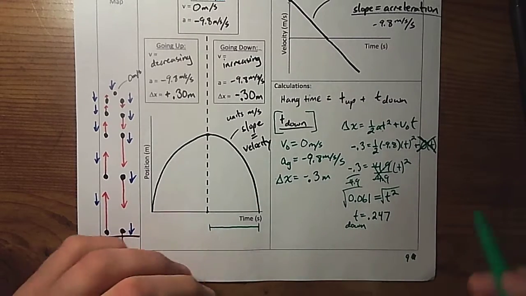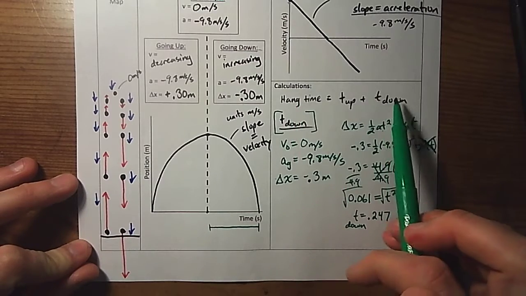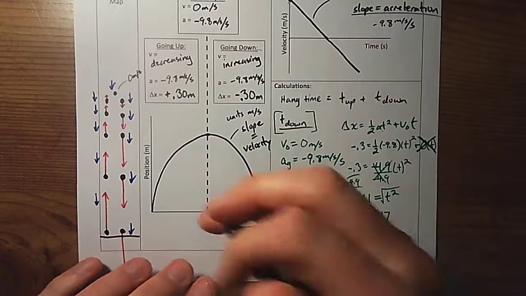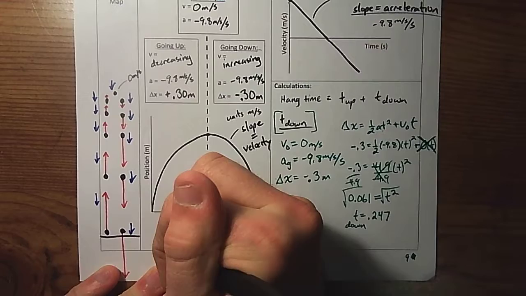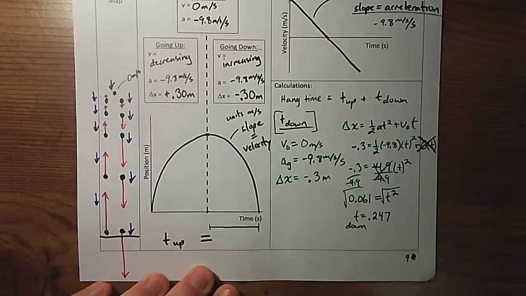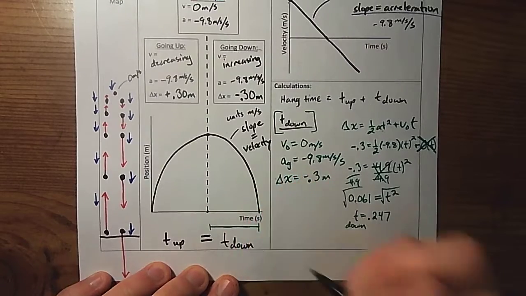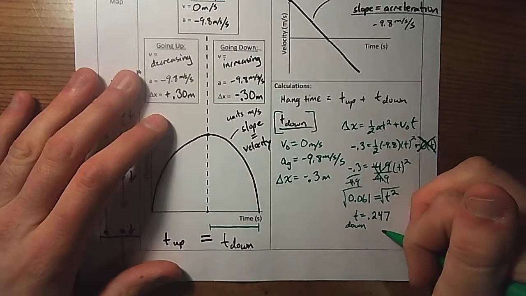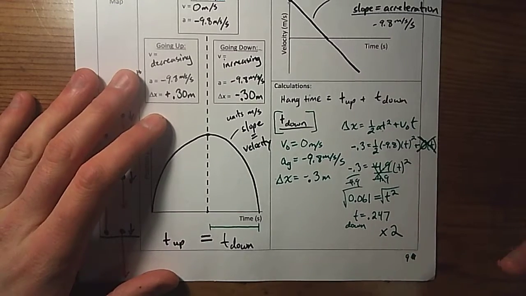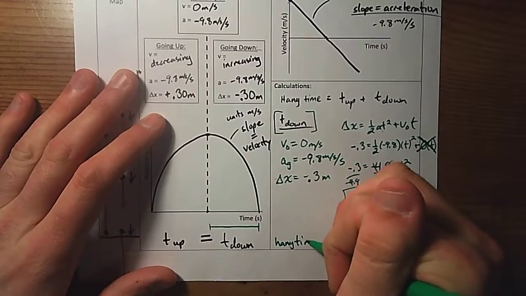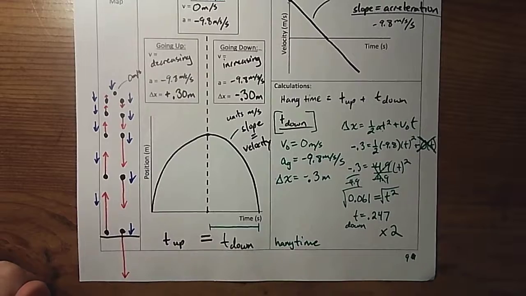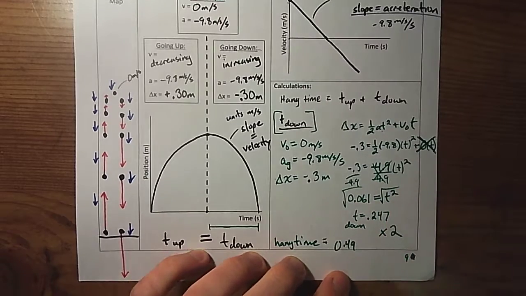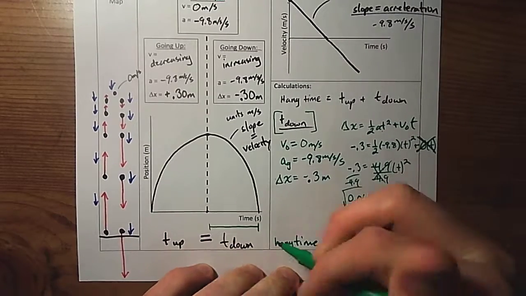Now remember, this is just my time down that I solved for. So I'm not done yet. I have not solved for my hang time, just found the time down. So how do we find the time going up? Well, it turns out that we have a nice rule: how long it takes you to go up is the exact same amount that it takes you to go down. So if I know my time down, I just need to multiply it by 2 in order to get my full hang time. So the hang time for this problem is just going to be 0.247 times 2, and I'm going to get a hang time of 0.495 seconds.